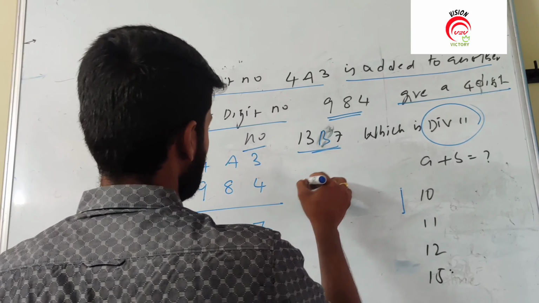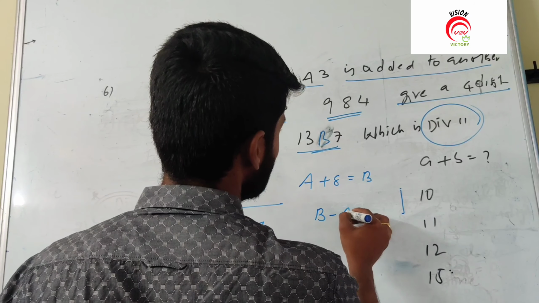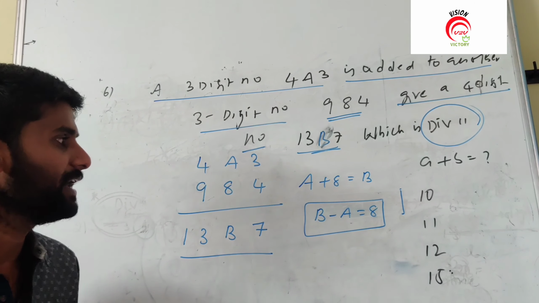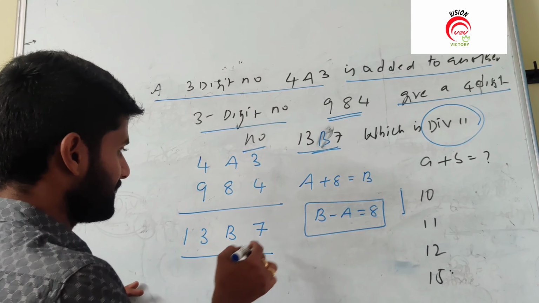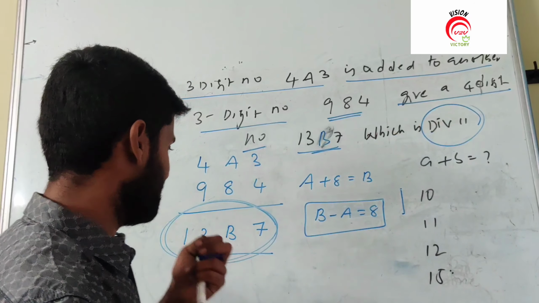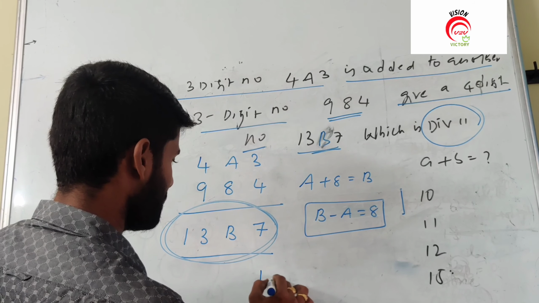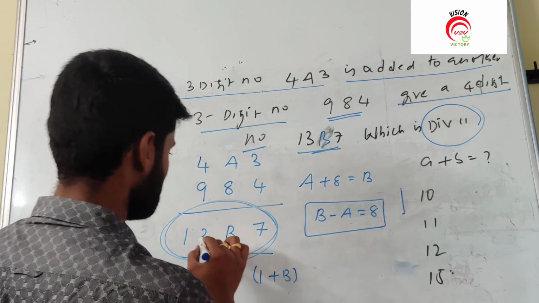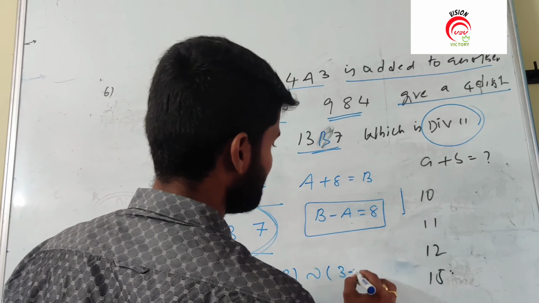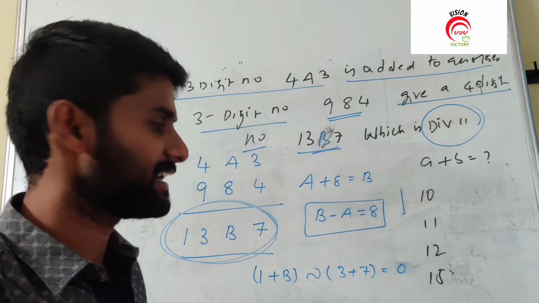Step number 1. A plus 8 is given for B. We get the equation B minus A is equal to 8 only. Next one. This 4-digit number is always divisible by 11. It means the difference of the sum of alternate digits, we get 1 plus B. Clear? And the difference is exactly 1 plus B and 3 plus 7. The resultant is either 0 or a multiple of 11. I just consider it as 0.